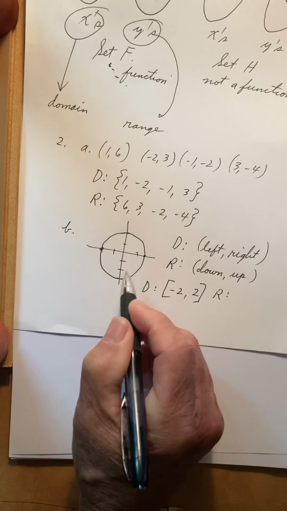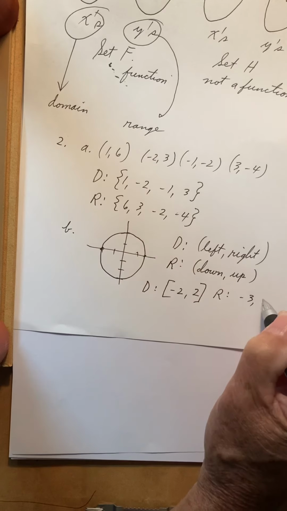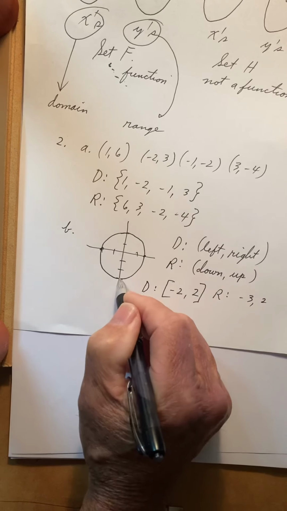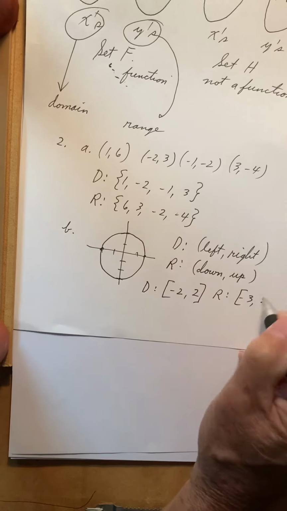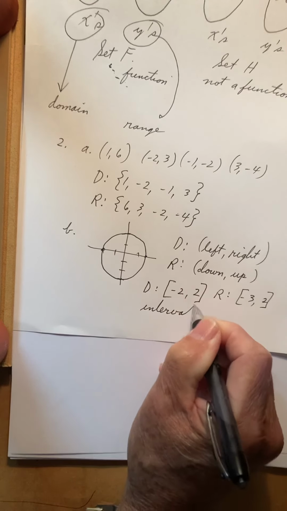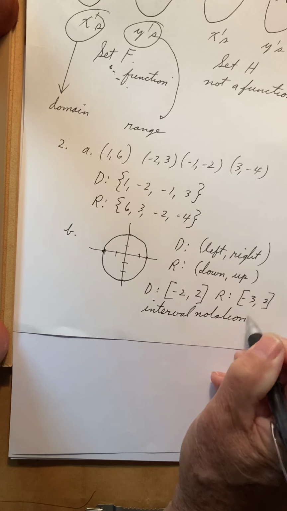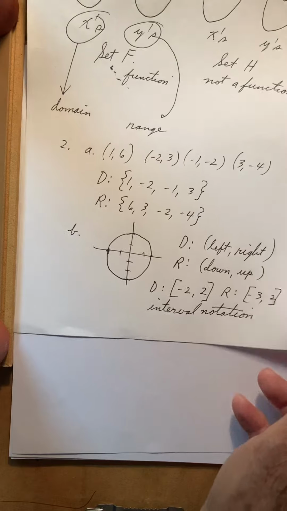On the range, the farthest down that it goes is -3. The farthest up that it goes is +2. And again, those 2 points are on the graph, so we use square brackets. This is called interval notation. It's one of the ways that we can list the range and the domain.